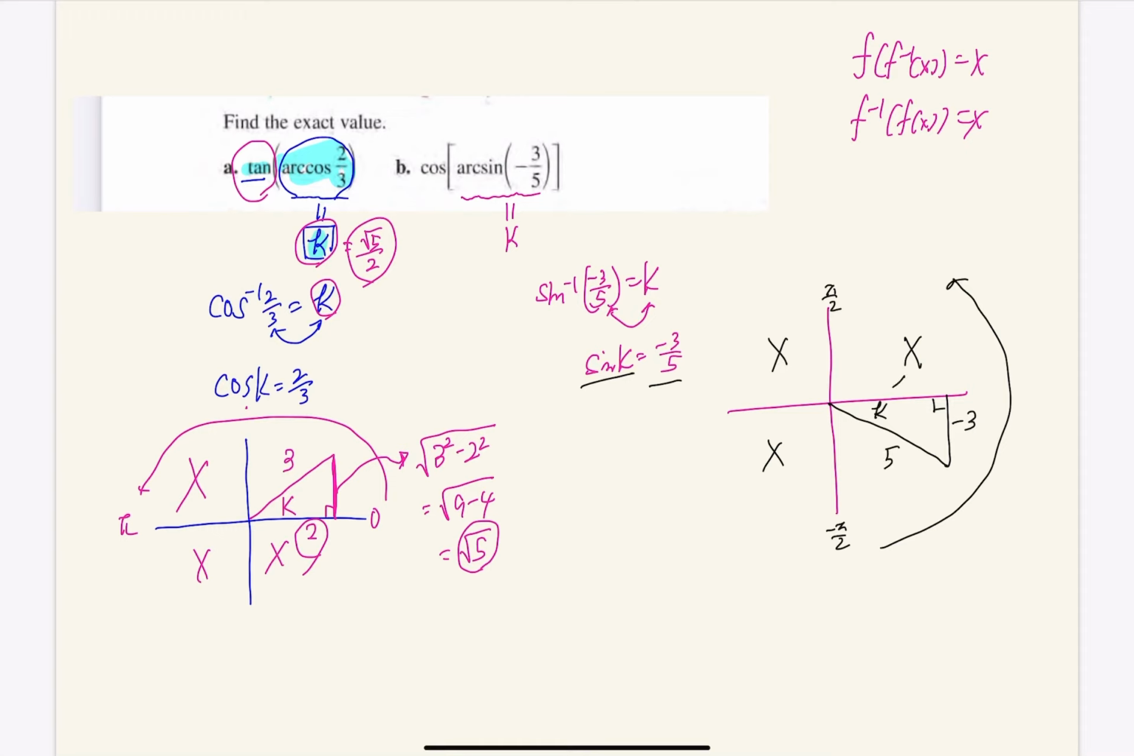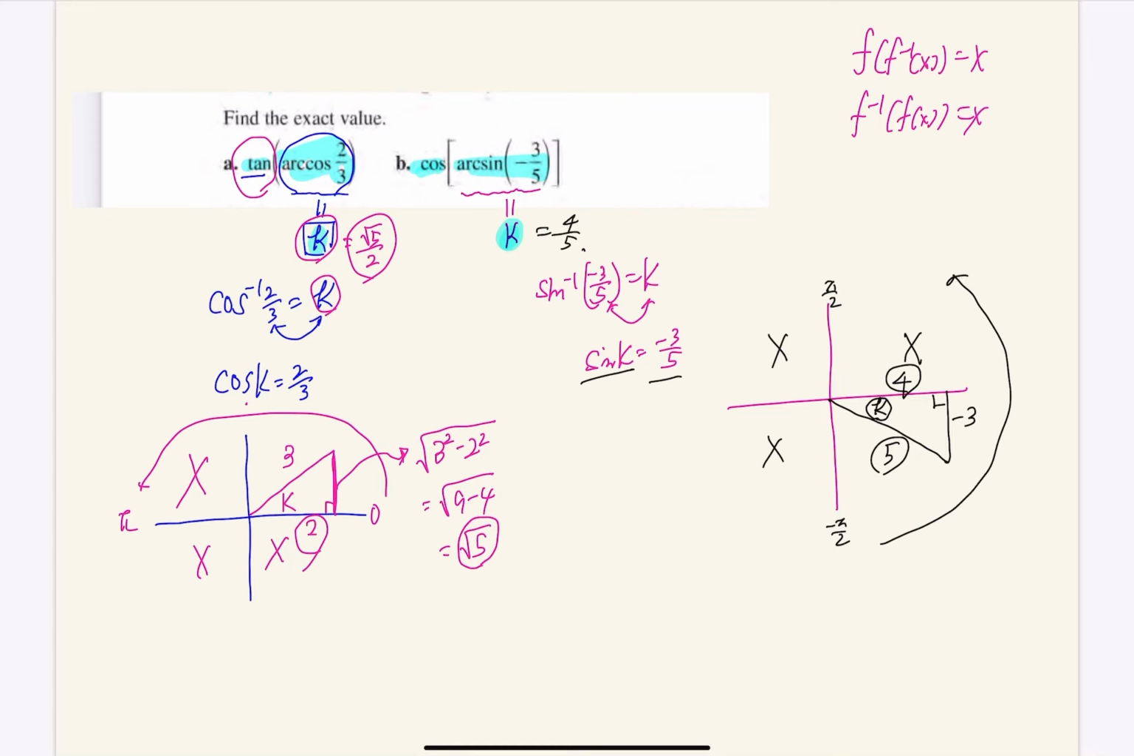And this is a 3, 4, 5 right triangle, and we can find cosine k because we already substituted k for this whole entire sine inverse expression. So it's like finding cosine k. What's cosine k? The angle is here, right? Cosine is adjacent over hypotenuse. The answer is 4/5. All right.